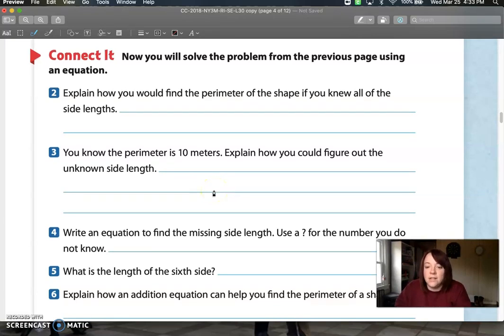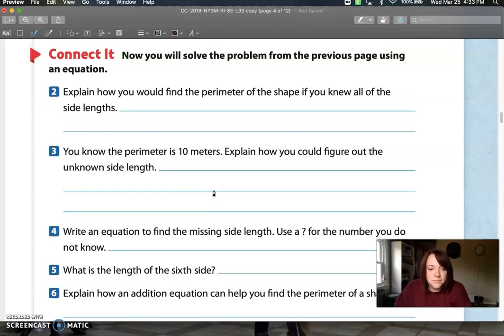Explain how you can figure out the unknown side. What did we do? We added all of the sides that we already knew, and then we subtracted that number. So we subtracted 8 from 10 to get 2. So we knew our last side was 2.